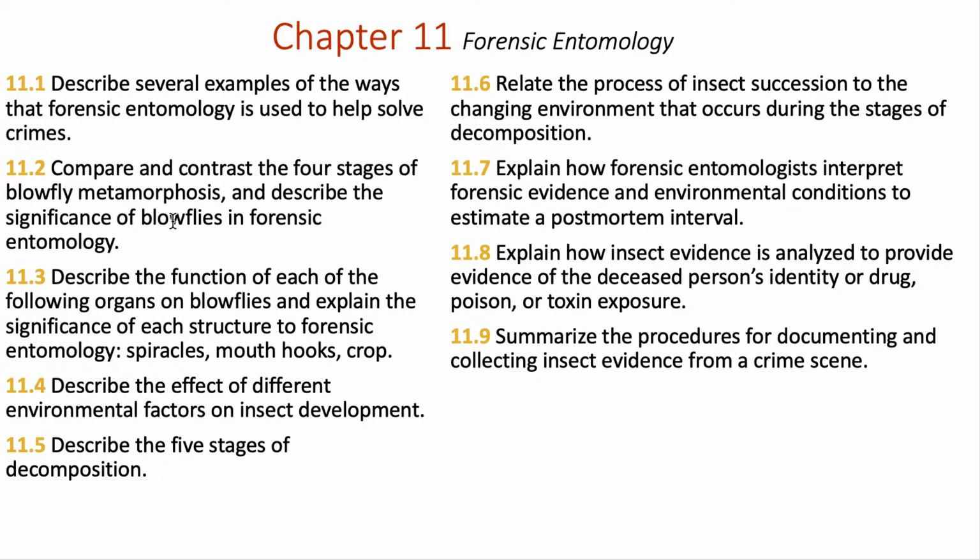Describe the function of each of the following organs on blowflies and explain the significance of the structure to forensic entomology. Spiracles to breathe, mouth hooks to eat, crop to help digest. Okay, it's to break up. It's not actually digested or absorbed, so it's going to break up stuff. So the crop, you can actually find DNA of what it's eaten, toxicology, stuff like that.